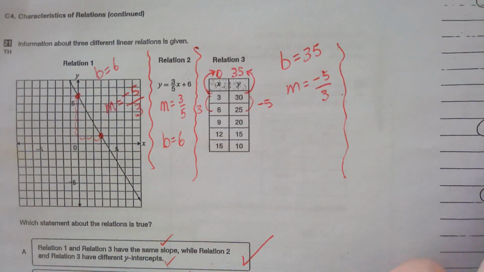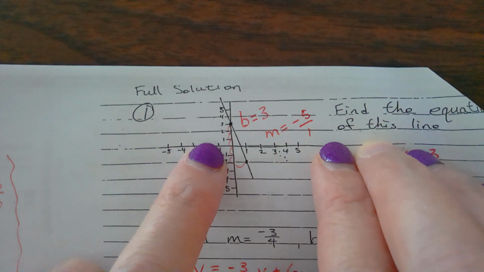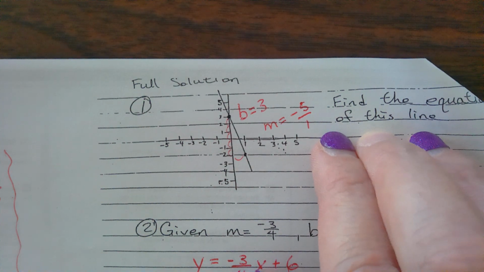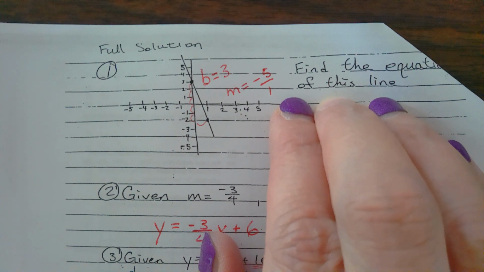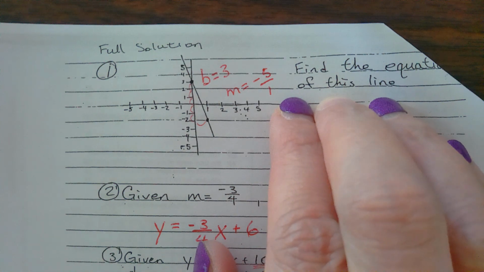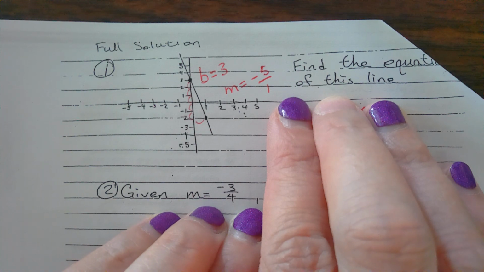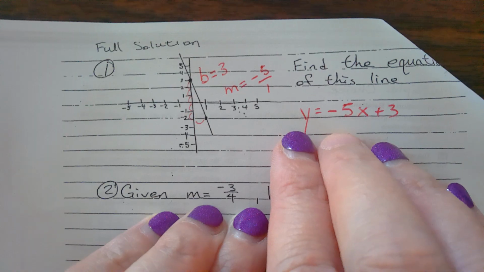Okay, full solution part right here. Same idea. I'm given a graph. I can tell that my b is 3 and my m is negative 5. Okay, so the equation of this line, Fazil. I'm going around the class. Fazil, do you have the equation of this? No, okay. Jared is not here. Yara. Perfect. And you can just put negative 5 instead of negative 5 over 1.